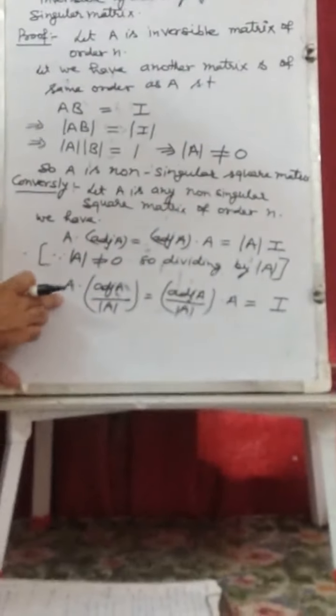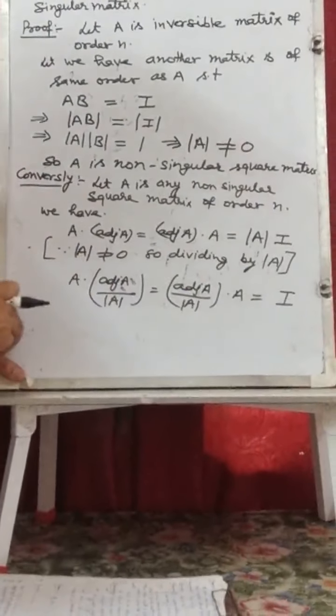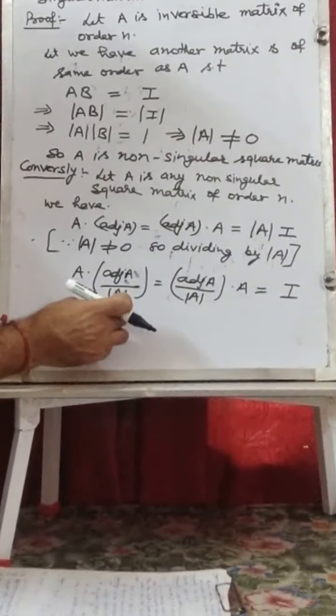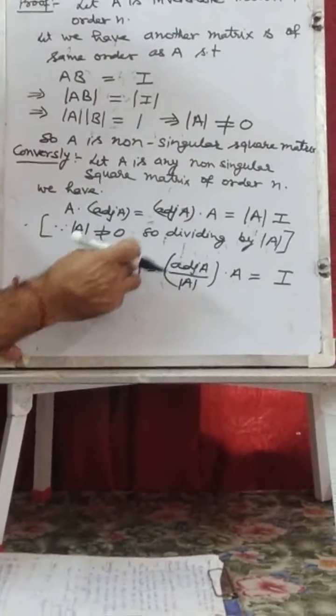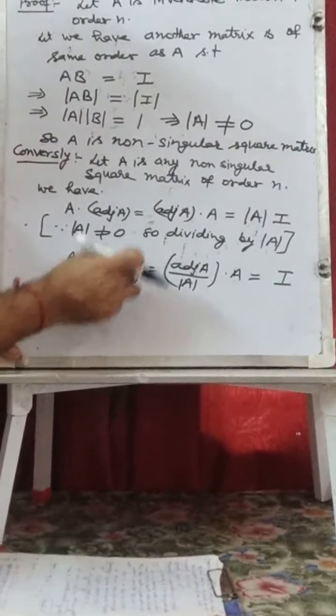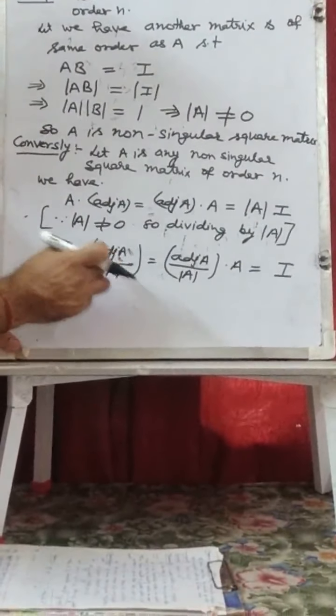Equal to I. A क्या है? एक मैट्रिक्स है. एडजॉइंट A क्या है? एक मैट्रिक्स है. डिटर्मिनेंट A क्या आएगा? एक स्केलर आएगा. इसी मैट्रिक्स को किसी स्केलर से डिवाइड करेंगे, ओवरऑल क्या है? मैट्रिक्स है. A भी मैट्रिक्स है.